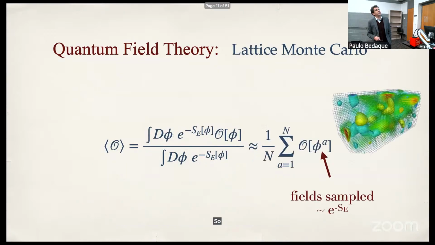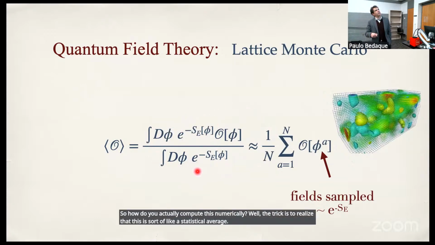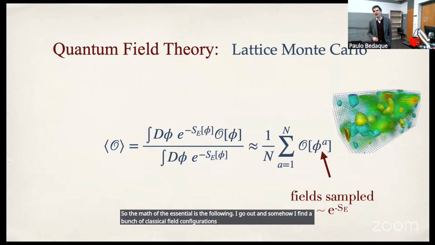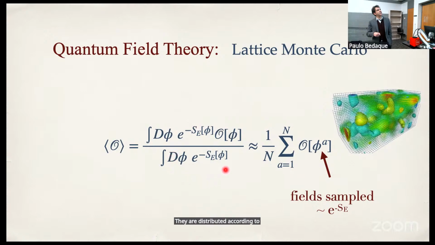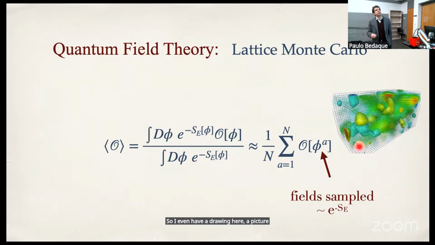So how do you actually compute this numerically? Well, the trick is to realize that this is sort of like a statistical average, where the probability is given by this exponential of the Euclidean action. So the method essentially is the following. I go out and somehow find a bunch of classical field configurations that I call phi, that are distributed according to this probability distribution, e to the minus S, just like one would do in statistical mechanics. I even have a picture here, an attempt at showing one of those configurations. Then you take the average of your observable among that subset of field configurations.